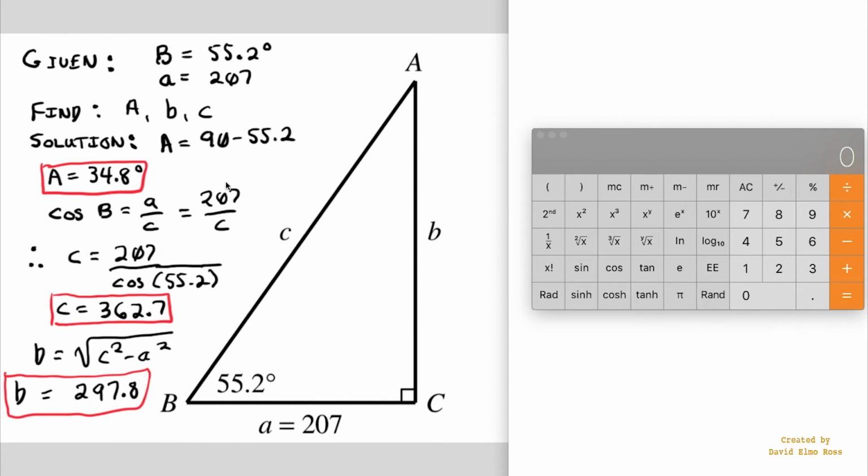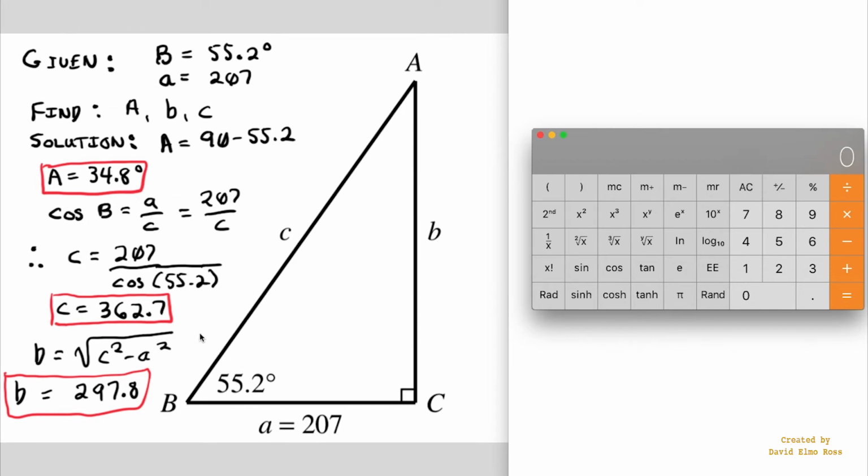Now the easiest thing to figure out is angle a, because a is going to be 90 minus 55.2. So let's do 90 minus 55.2, and so we find out our angle a here.